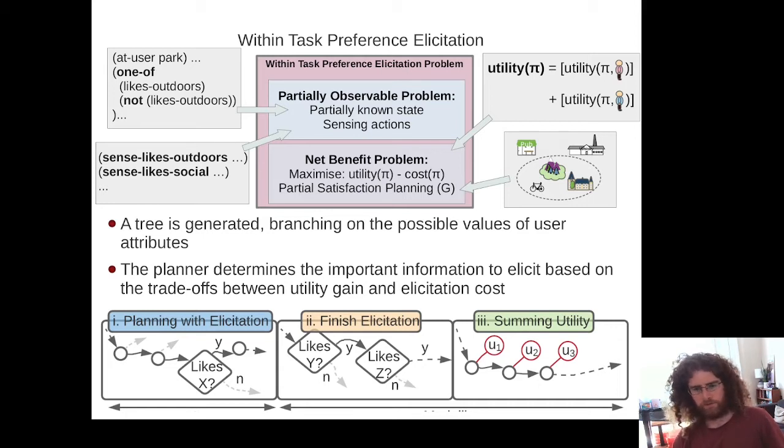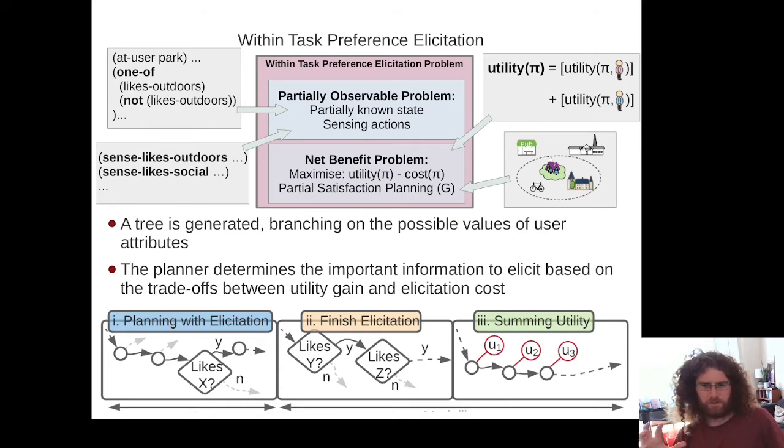We've achieved this by structuring the model into three parts. The first part is the task part, so you have normal task actions moving around the map. You have elicitation, queries, observations, in this case likes X, whatever, and you branch on those.